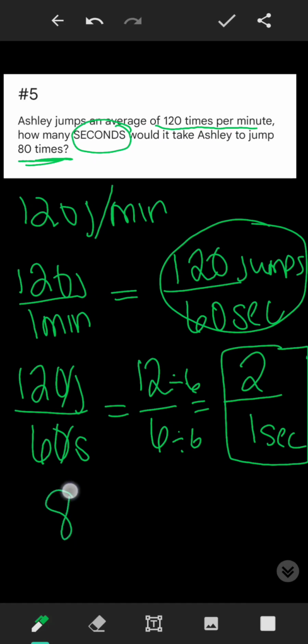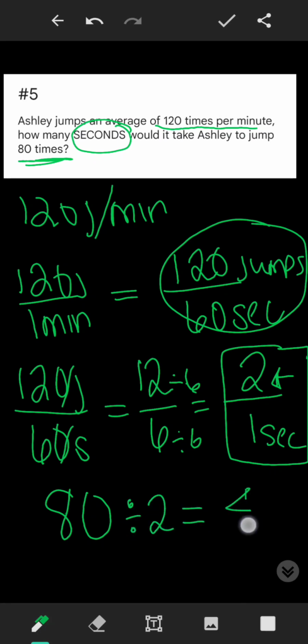How many seconds would it take her to jump 80 times? Well, I know that there's 2 jumps in every second. So I'm going to take these and divide it into 2 and see how many seconds that gives me. 80 divided by 2 is 40 seconds.